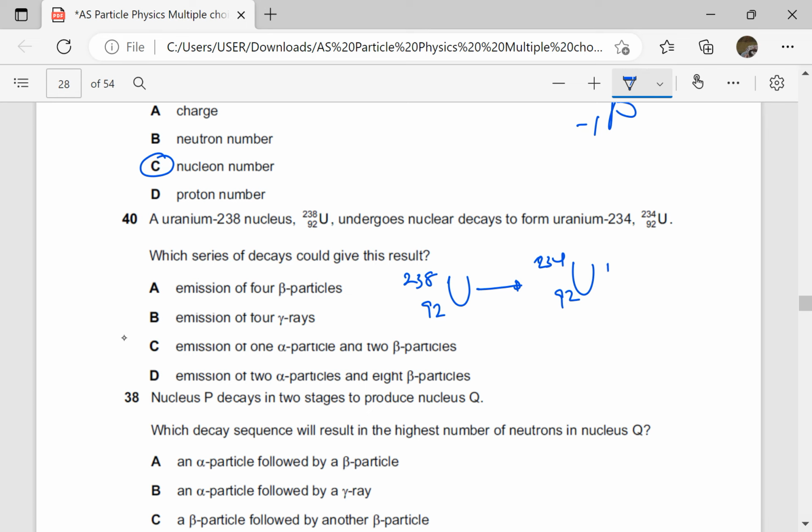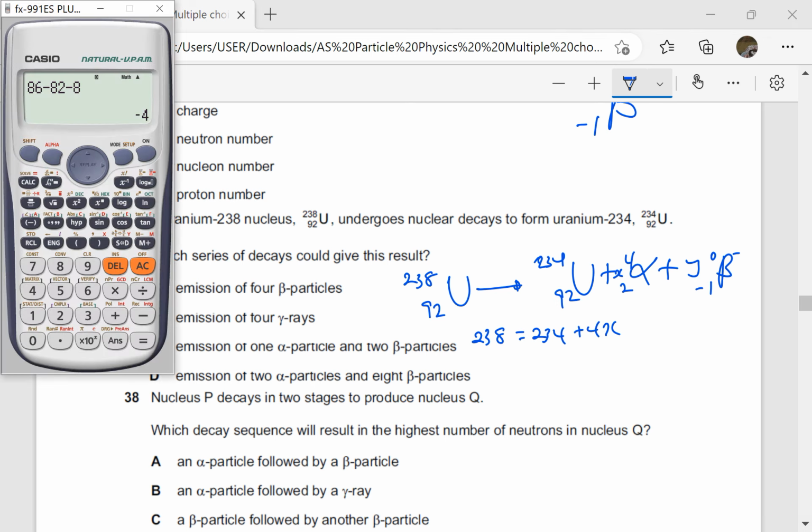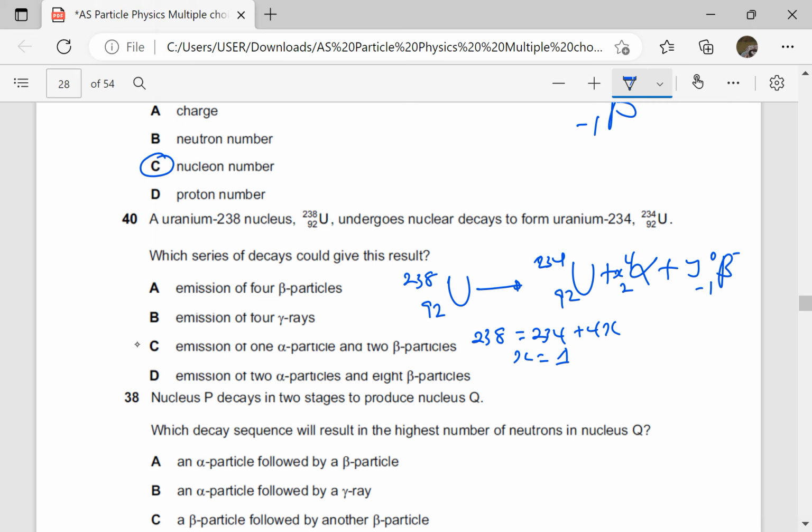Okay, let's say it emits X alpha particles, that is 4, 2, plus Y beta particles. When it is just beta, it is beta minus, 0, -1. Let's see the number of alpha particles emitted. So 238 is equal to 234 plus X times 4, that is 4X, plus Y times 0. So X is 238 minus 234 divided by 4. So X is 1. There is 1 alpha particle emitted.